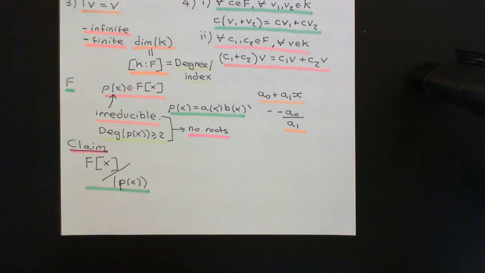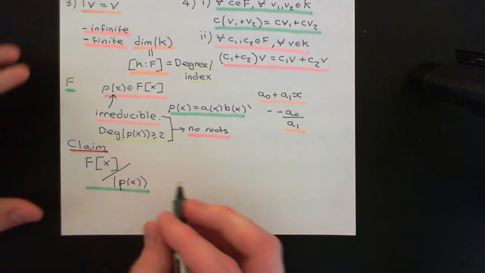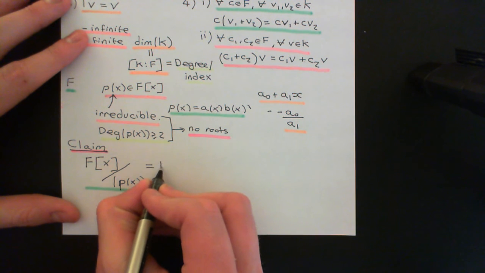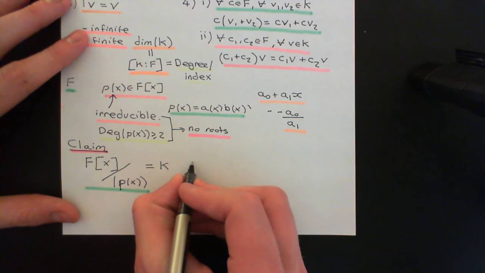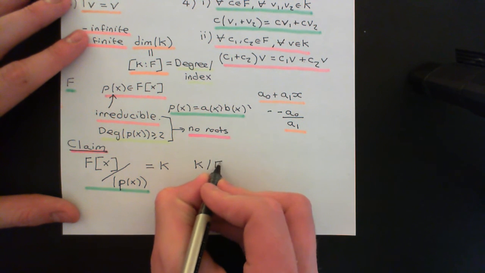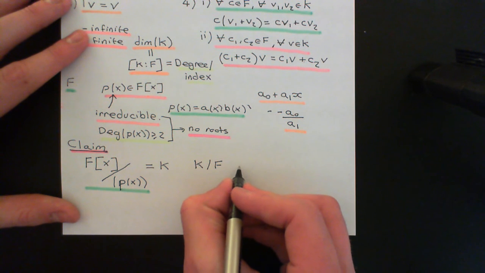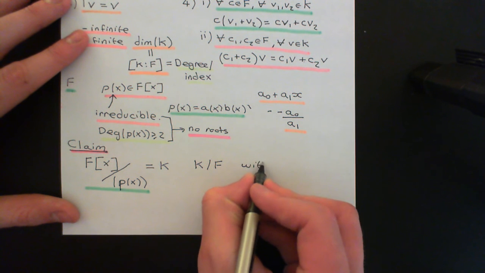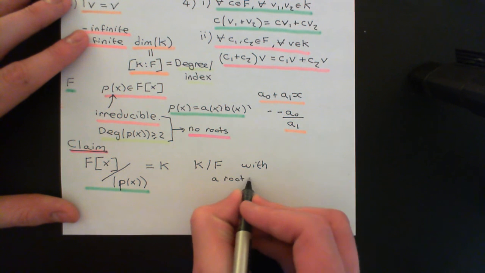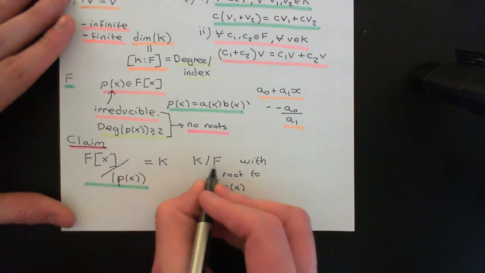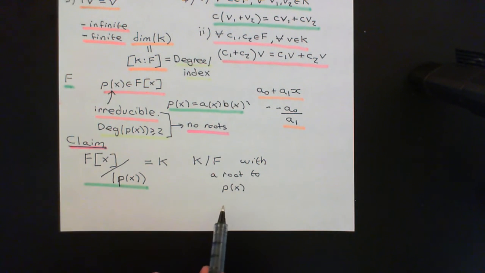And the claim is that this is a field extension of F, so that I'll write down, we'll call this structure K, and the claim is that K is going to be a field extension over F, and moreover, it's going to have a root to the polynomial P of x. So there is some element in this new field extension here, which, when we apply the evaluation homomorphism to this polynomial P of x, will give us 0.